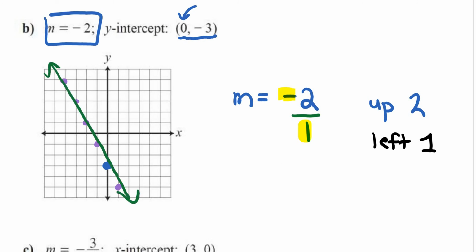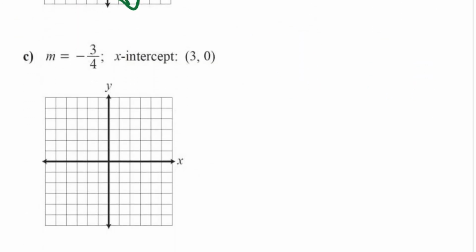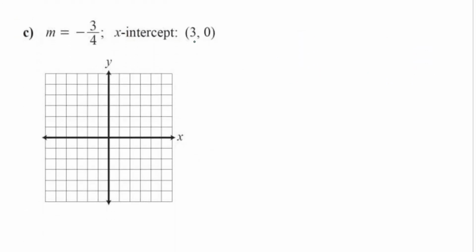All right, that's good. And let's move on to letter C now. Now we're given the x-intercept, 3, 0. So 3, 0 is right here. There's the x-intercept. And remember, for any x-intercept, the y value is 0. And our slope is going to be negative 3 over 4.